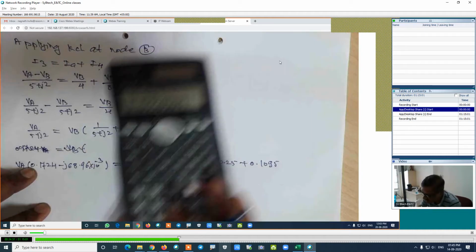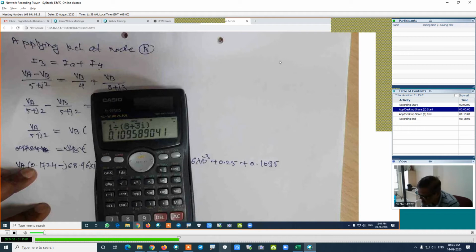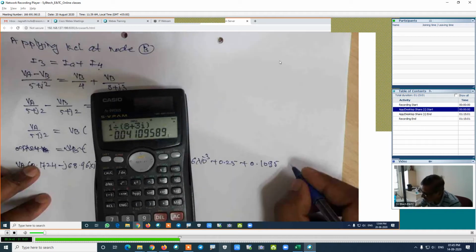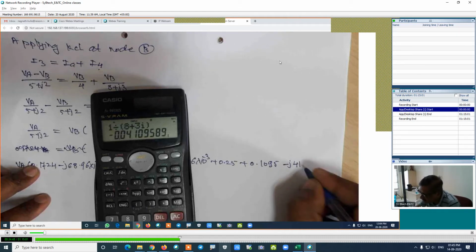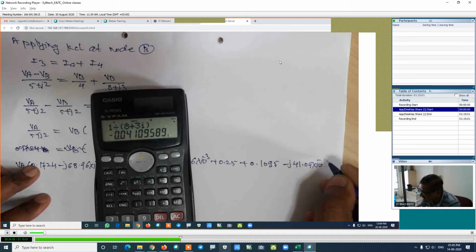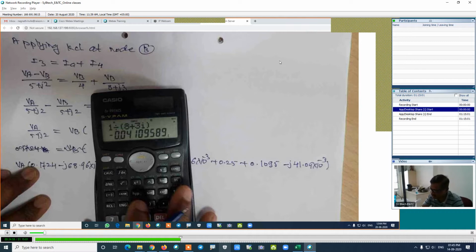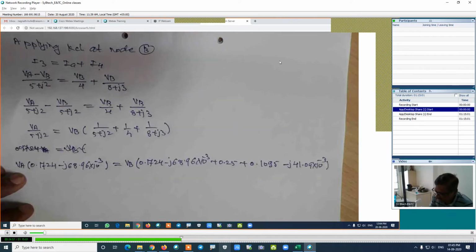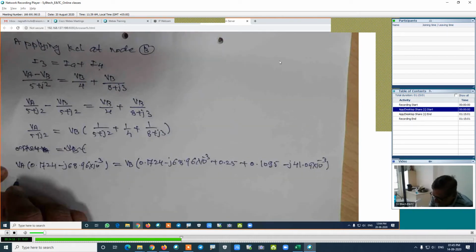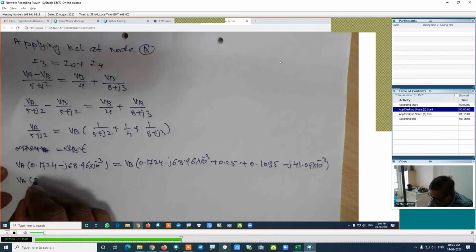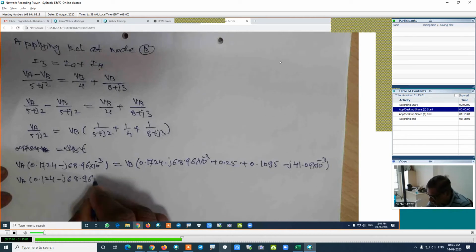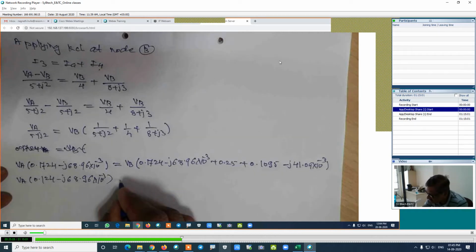And how much is the imaginary part? Shift equal to, the imaginary part is 41.09. This is minus J 41.09 into 10 raised to the power of minus 3. J or I is that part. Is it right? We have performed this calculation. Now this value is VA into this, that is 0.1724 minus J 68.96 into 10 raised to the power of minus 3. This is equal to VB.